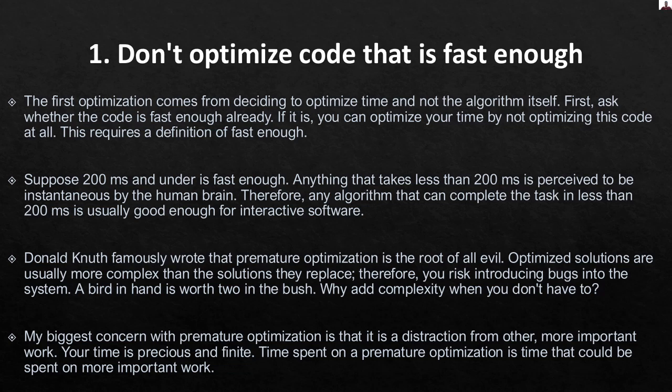My biggest concern with premature optimization is the distraction from other, more important work. Your time is precious and finite. Time spent on premature optimization is time that could be spent on more important work. So the first optimization is: if the code runs in less than 200 milliseconds, don't optimize the code. That is fast enough.